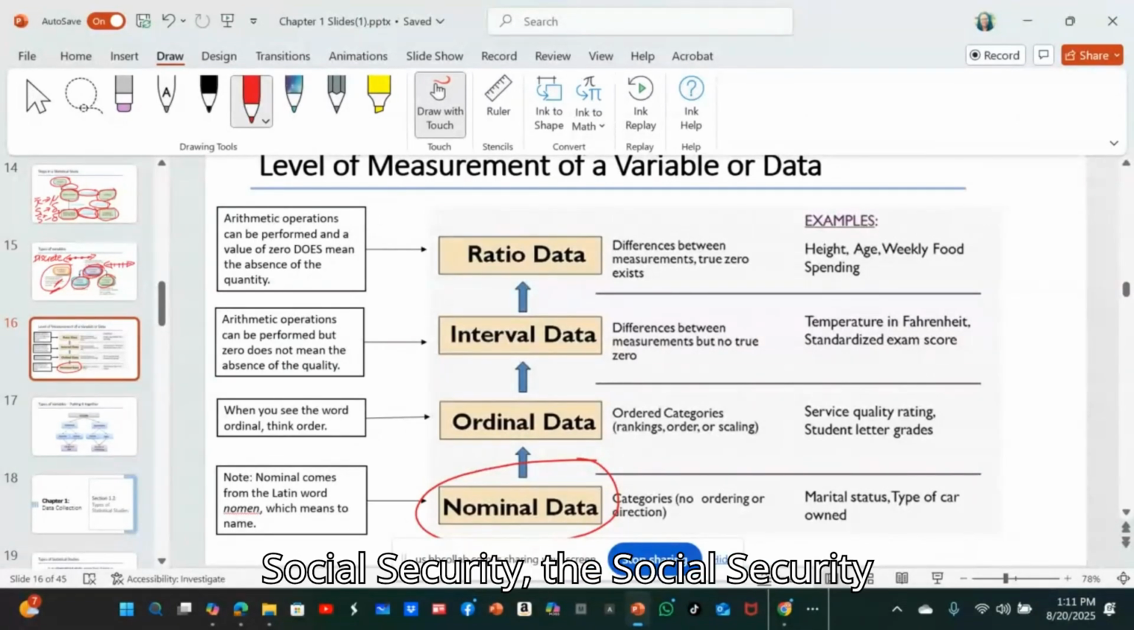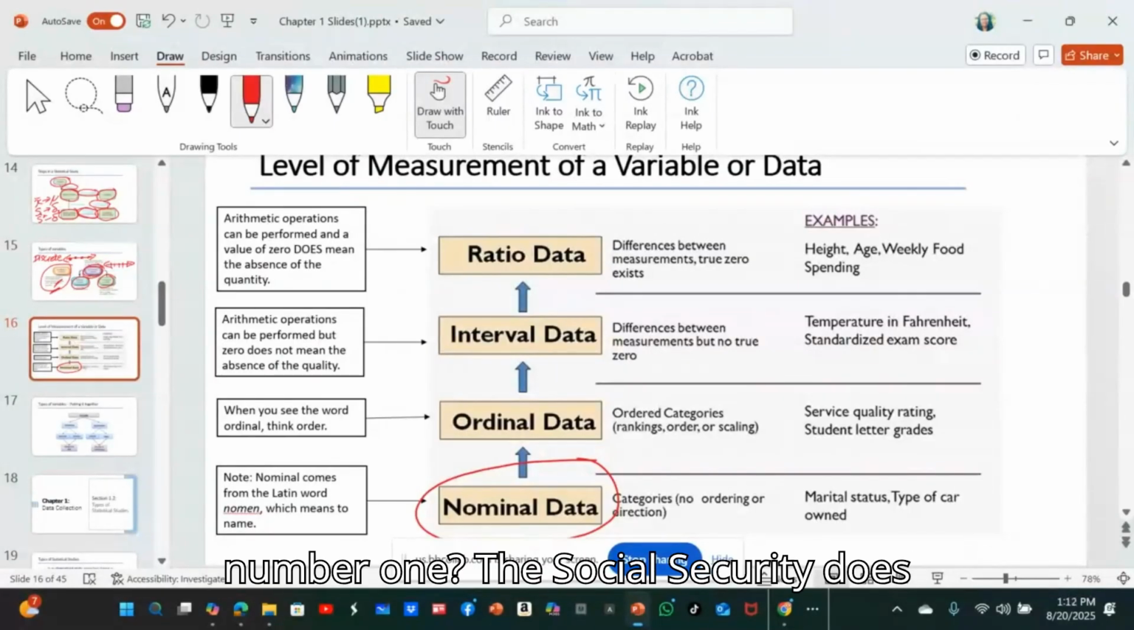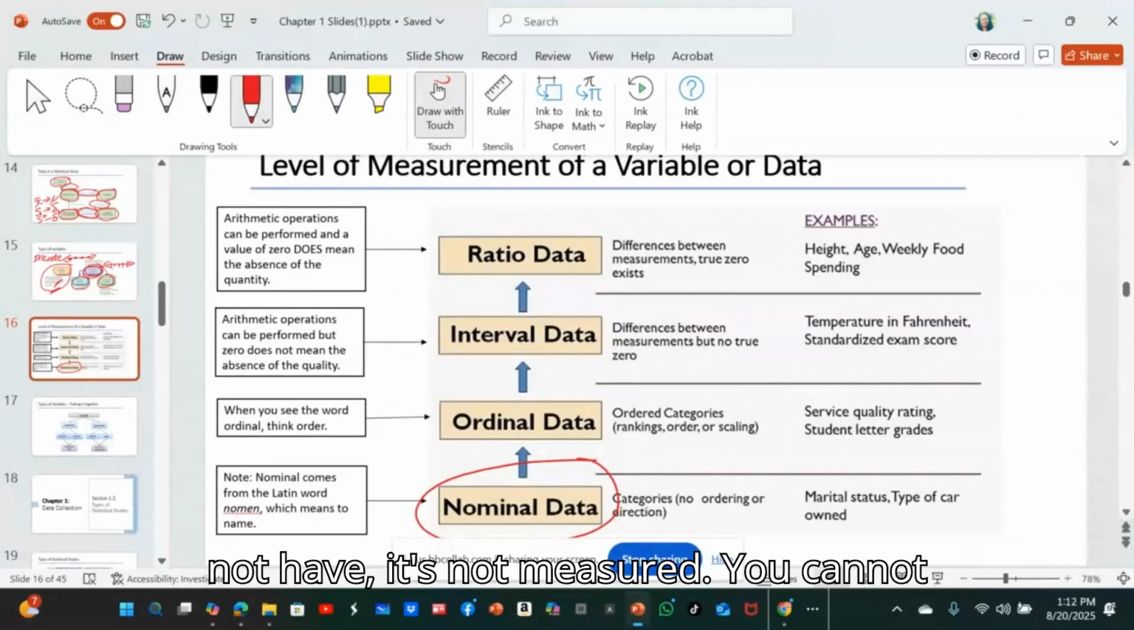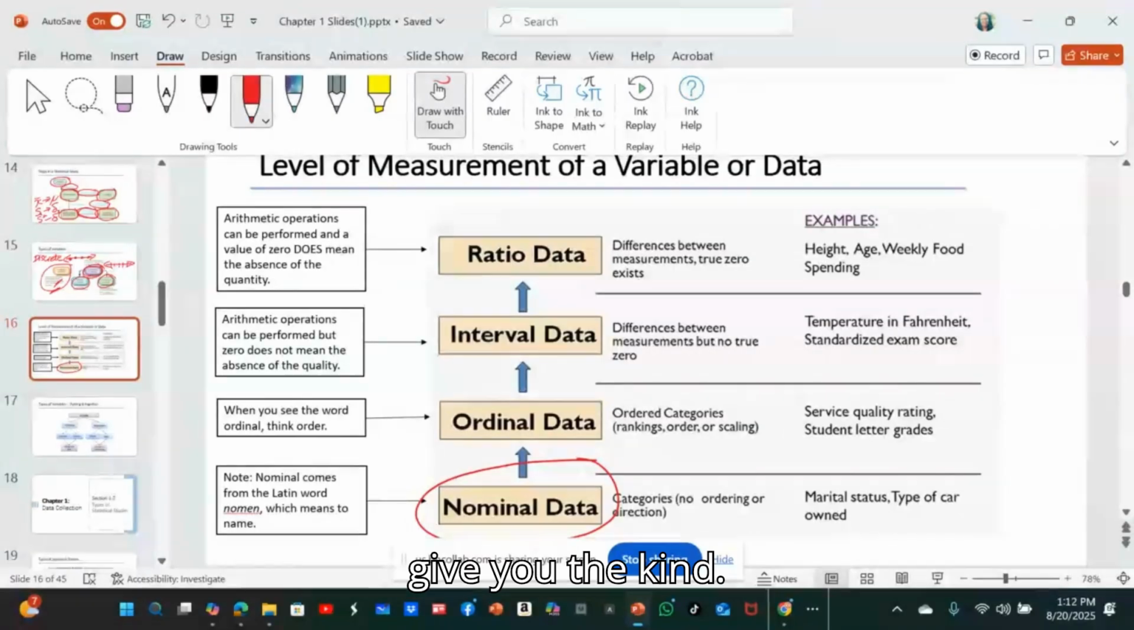Suppose you're talking about the social security numbers of the people in the class, there are 30 of them. Which one is number 1? Social security numbers are not measured. You cannot add them, you cannot subtract them. That's why we said that they are qualitative variables. So qualitative variables are nominal variables, nominal data. Okay, so we just give you the kind.